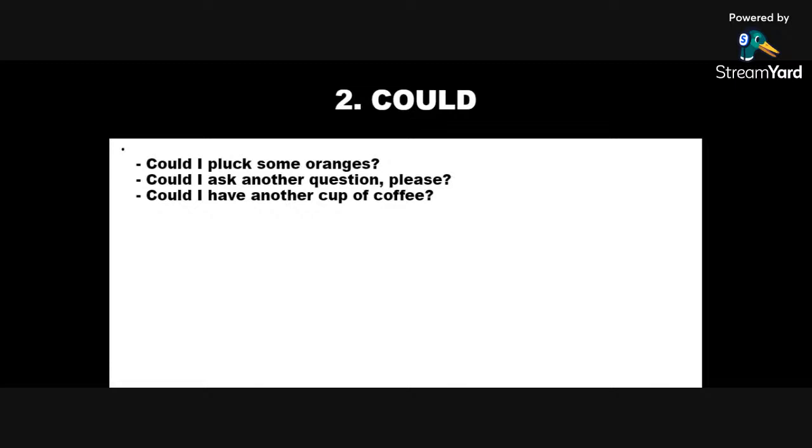Then the second one is could. Could I is an expression you can use in formal situations. You use it formally. For example, could I pluck some oranges? Could I ask another question, please? Could I have another cup of coffee? Well, we say formal because in this case, you might be asking permission from someone who is your superior. All right.